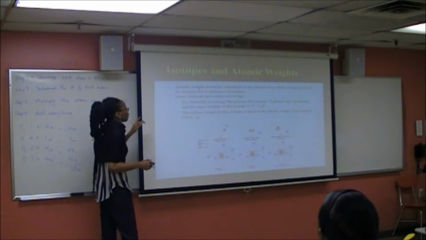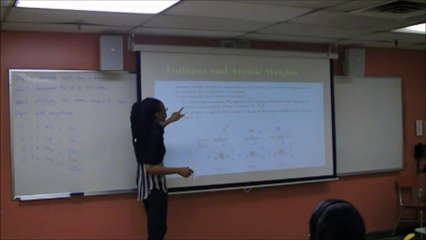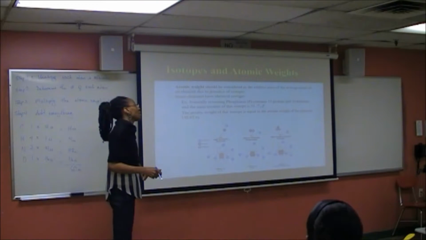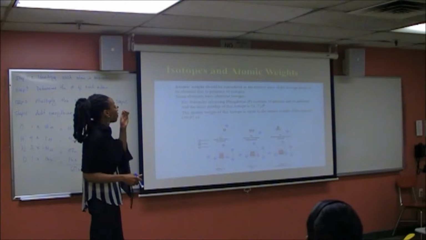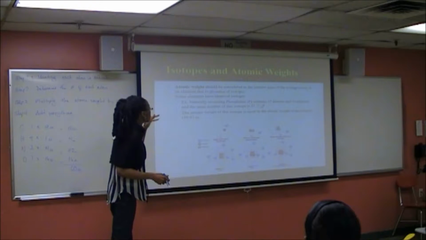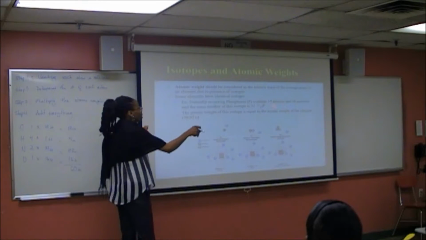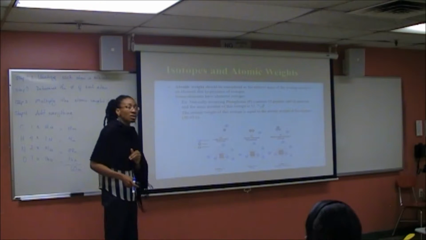So, for example, naturally occurring phosphorus contains 15 protons and 16 neutrons and has a mass number of 31. So this is your isotope symbol. Phosphorus has 1 isotope.